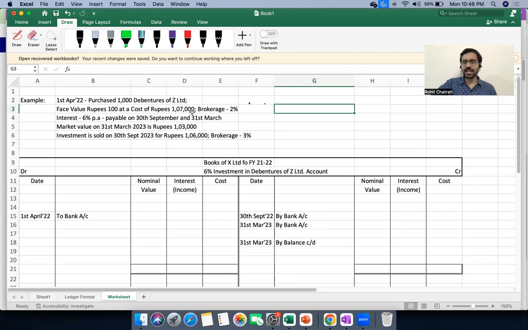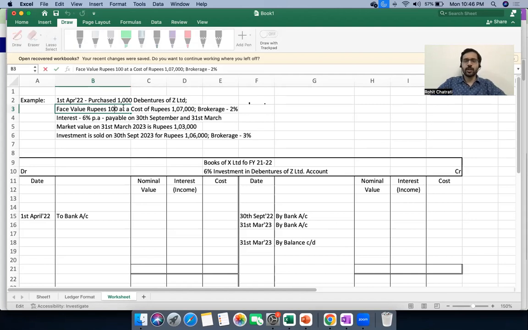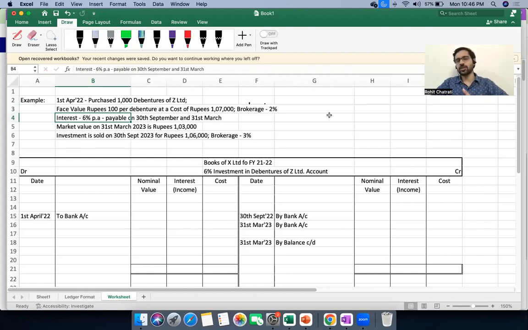This 1,07,000 is obviously not on a per debenture basis. It's the cost of all the debentures: 1,000 debentures, with a face value of rupees 100 per debenture. I've purchased them at a total cost of 1,07,000. So I have purchased debentures of nominal value of 1 lakh, but the cost I paid was 1,07,000. Nominal value is 1 lakh.